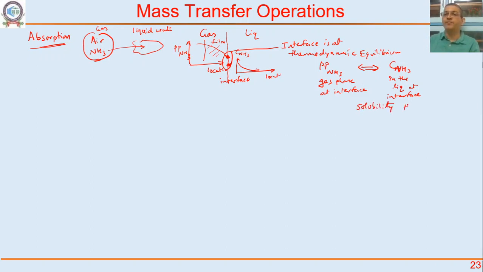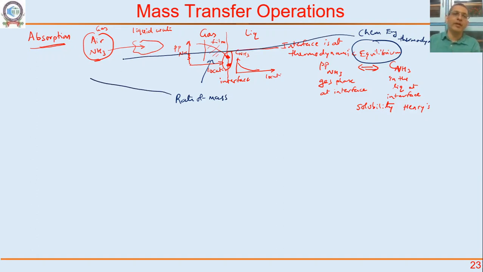Henry's constant. You are going to learn about equilibrium in your thermodynamics course, so this is going to be done in your Chem-Eng thermodynamics course. Mass transfer, boundary layer, rate of mass transfer tells you how fast I can absorb. Rate of mass transfer is something that we have done in momentum and mass transfer. Together, these two things are going to allow you to design an absorber.